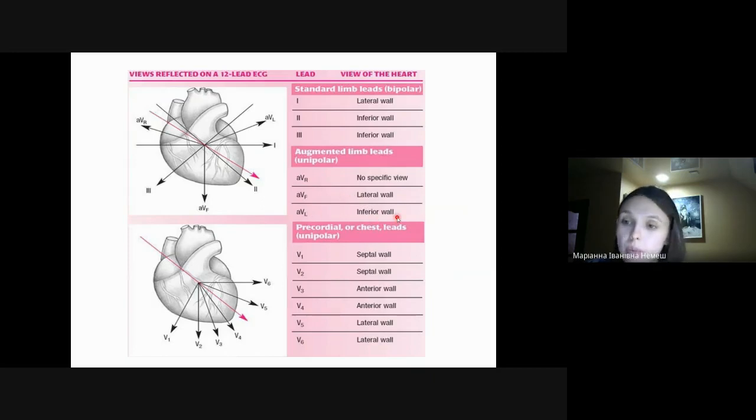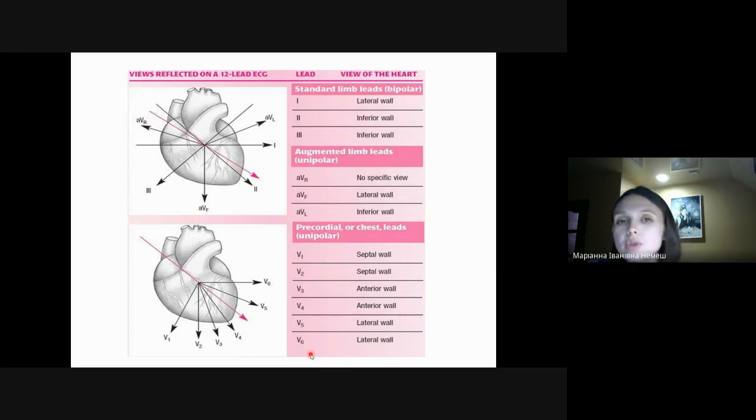aVL, the inferior wall. And what about the precordial or chest leads? V1 will be responsible for the septal wall, the same as V2. V3 and V4 will be responsible for the anterior wall, and V5 and V6 are responsible for the lateral wall.